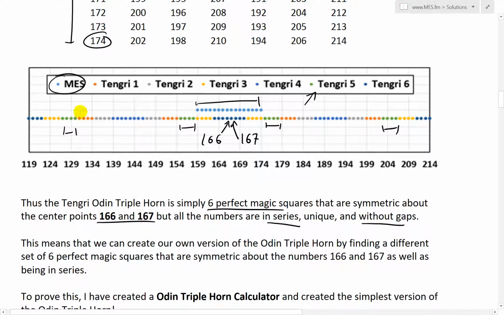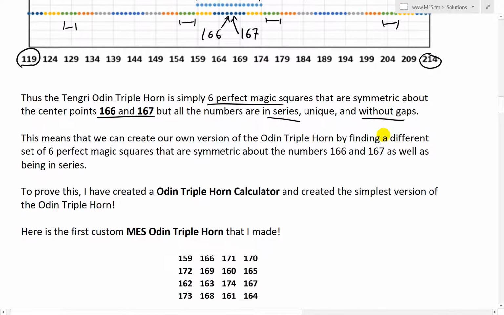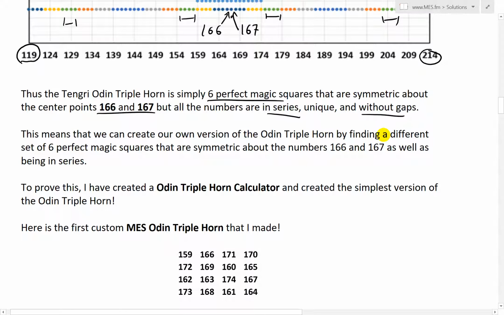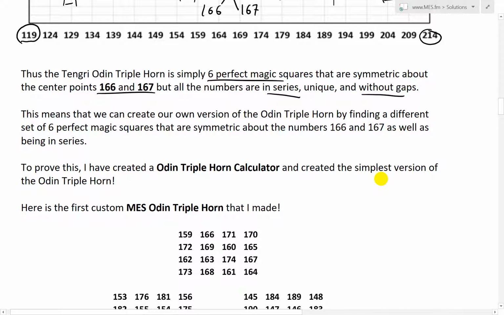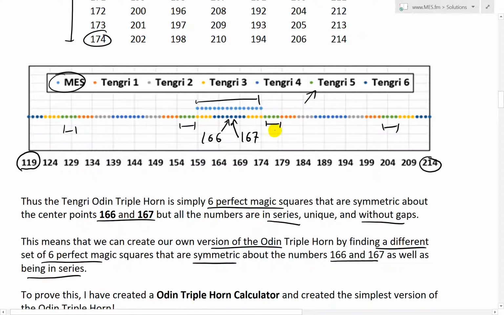So as you can see here, when you graph all of these Tengri 1 to 6, it starts off from 119 all the way to 214, and every single number is filled out, and there's no duplicates. So that's what's cool about the Tengri Triple Horn. But since they're symmetric, this means that we can create our own version of the Odin Triple Horn by finding a different set of 6 perfect magic squares that are symmetric about the numbers 166 and 167, as well as being in series. So it doesn't need to follow these specific patterns.